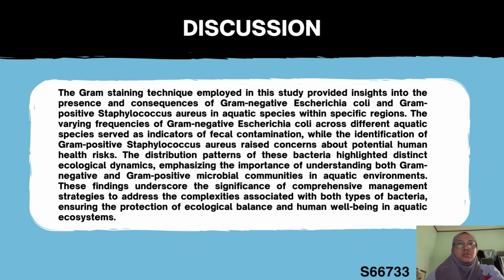The varying frequencies of gram-negative Escherichia coli across different aquatic species serve as indicators of fecal contamination, while the identification of gram-positive Staphylococcus aureus raised concerns about potential human health risks. Distribution patterns of these bacteria highlighted distinct ecological dynamics, emphasizing the importance of understanding both gram-negative and gram-positive microbiome communities in aquatic environments. These findings underscore the significance of comprehensive management strategies to address the complexities associated with both types of bacteria and ensure the protection of ecological balance and human well-being in aquatic ecosystems.